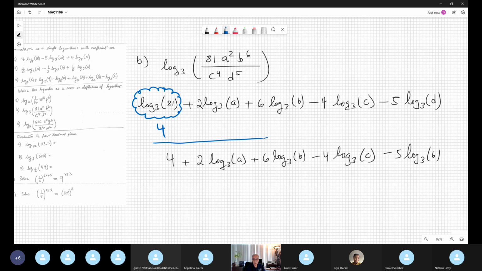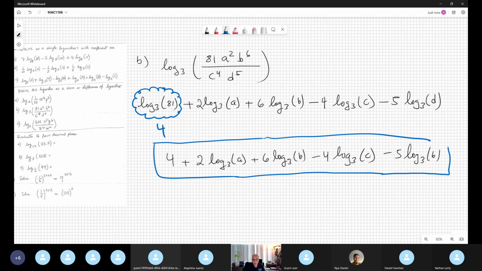End of the story. Please don't forget, the numerical part you need to solve. It's a part of the game. Okay, neat. The variable part, no, leave it like that.